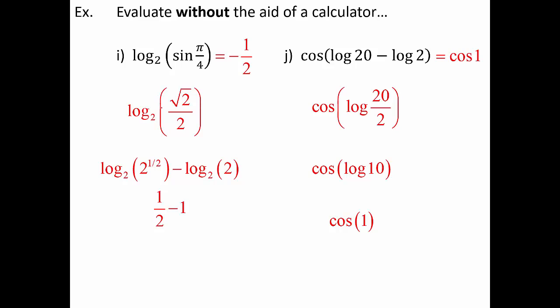So cosine of 0 is 1. Cosine of 1 is not 0. Cosine of 1 is, I have no idea. It's some ugly decimal that does not appear on the unit circle. Cosine of 1, final answer.